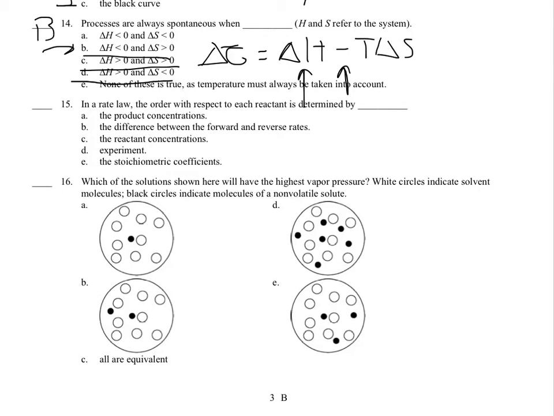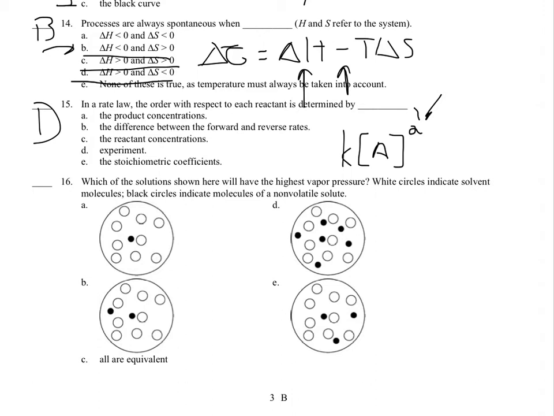Number 15, in a rate law, the order with respect to each reactant is determined by. So now we're finally talking about order, and so we're talking about the exponents that we're determining here. The only way to determine those exponents is by experiment, and so that's D. It has nothing to do with concentrations.